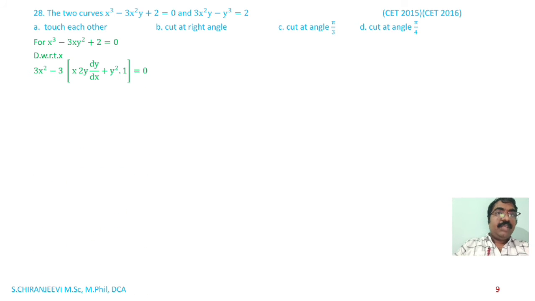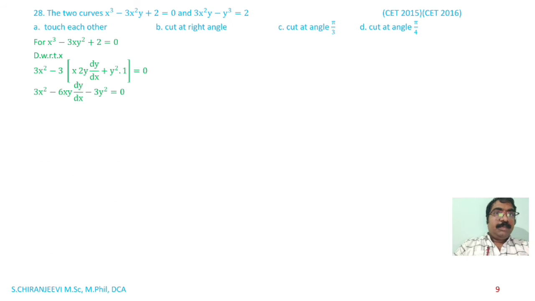Differentiating with respect to x, differentiation of x cube is 3x square, minus 3 into differentiation of x into y square, which is a product rule. Keeping x as it is, differentiation of y square will become 2y dy by dx, plus y square into differentiation of x is 1.